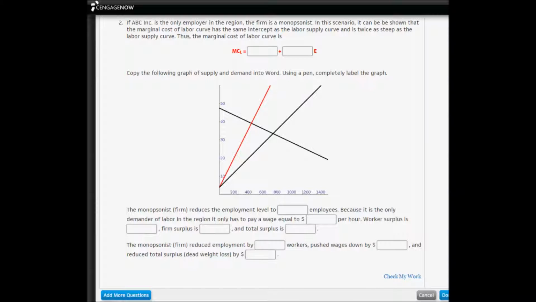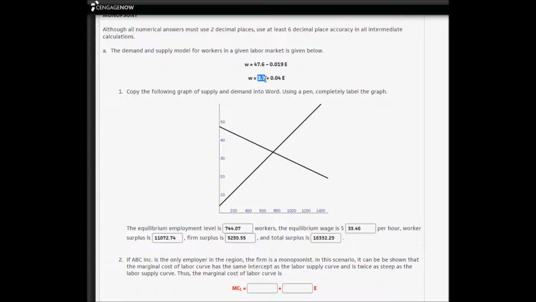If ABC Incorporated is the only employer in the region, the firm is a monopsonist. In this scenario, it can be shown that the marginal cost of labor curve that the monopsonist is faced with has the same intercept as the labor supply curve and is twice as steep as the labor supply curve. Thus, the marginal cost of labor curve has the same intercept but is twice as steep.